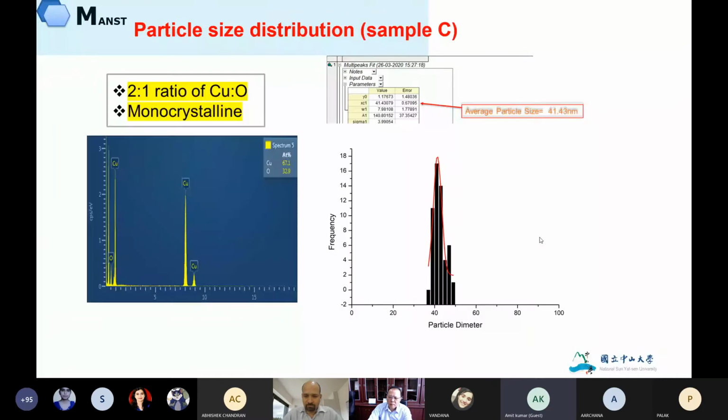And this is the particle distribution and the EDS, which shows a 2:1 ratio of copper to oxygen, which supports our proof that it's Cu2O. And if you look at the particle size distribution, there's a narrow graph from about 40 to 45, which means the synthesized particles are of a single size, concentrated mostly around the 42 to 45 range.